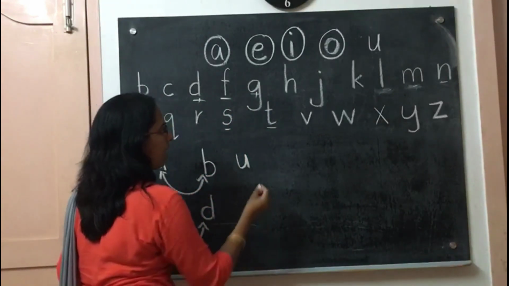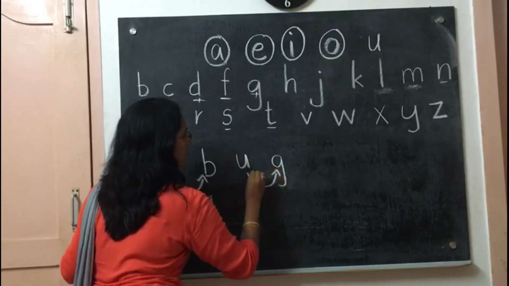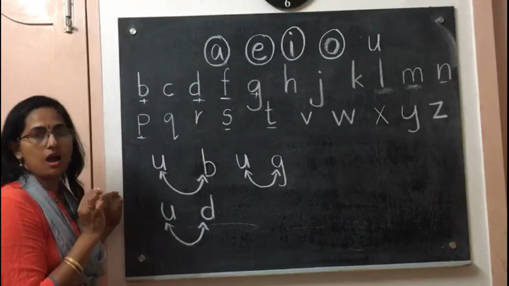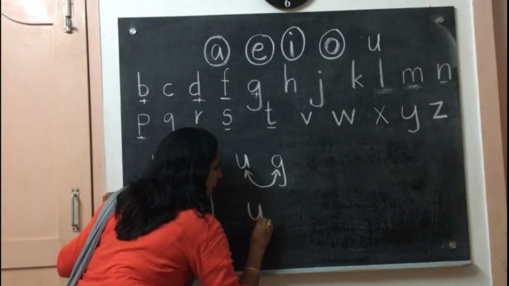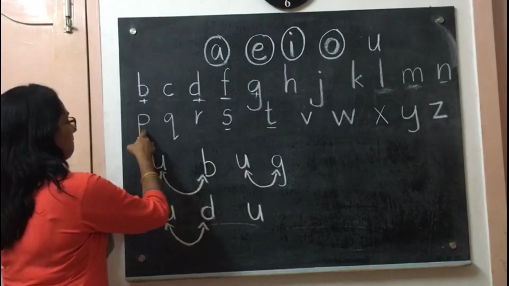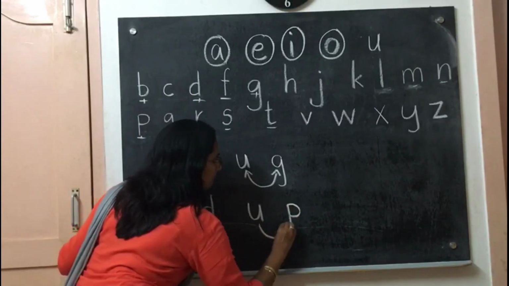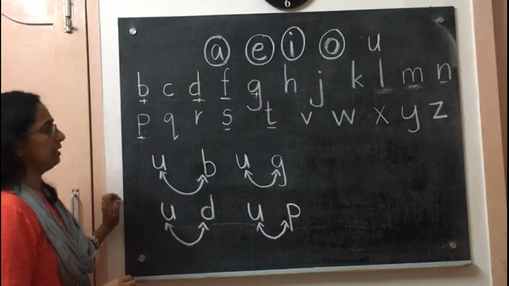The sound of U is A. A, G, Ug. Okay, the next one is P. I'll join P. A, P, Up. Yes.